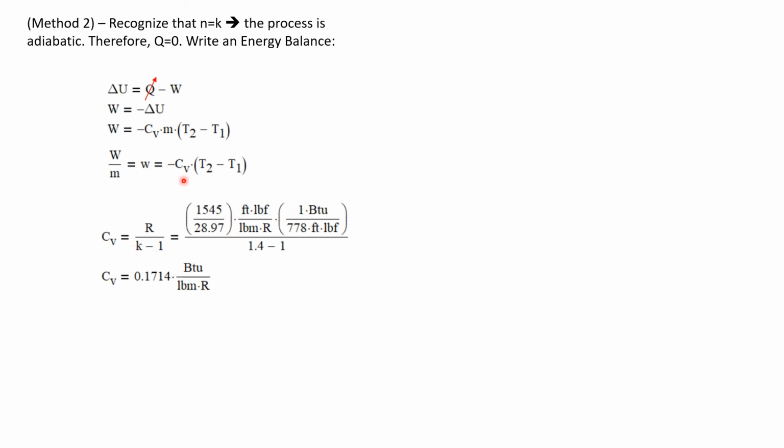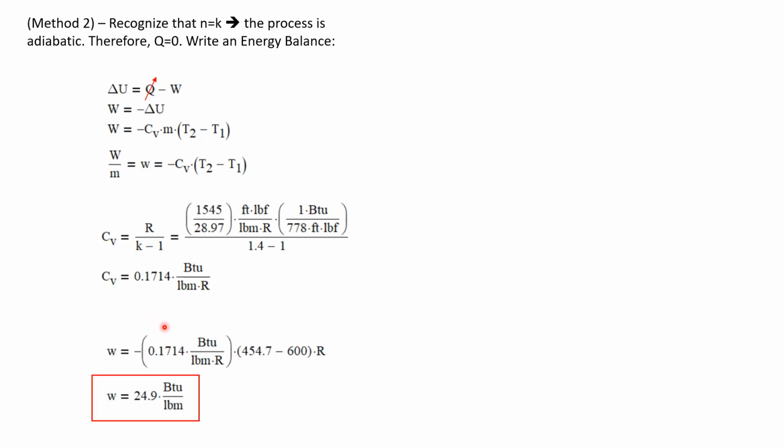Well, let's calculate C sub V. C sub V is R over K minus 1, where R is 1545 divided by the molecular weight of 28.97, and that has units of foot-pounds force per pound mass R. I'm going to convert foot-pounds force to BTUs. And this is all over K minus 1, where K is 1.4. And so I calculate a value of C sub V of 0.1714 BTUs per pound mass R.